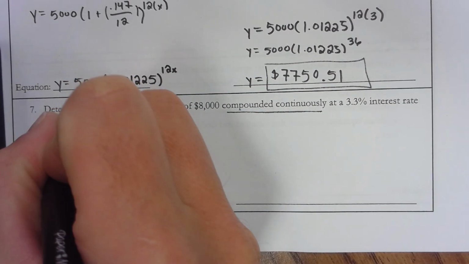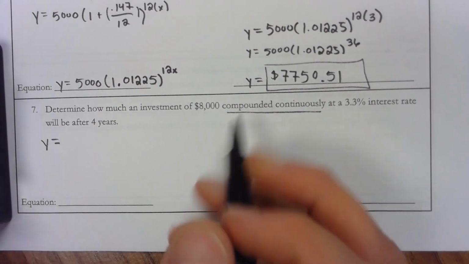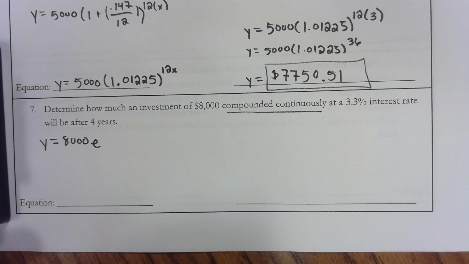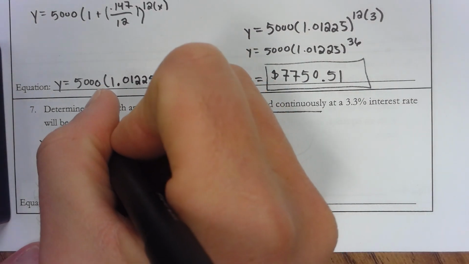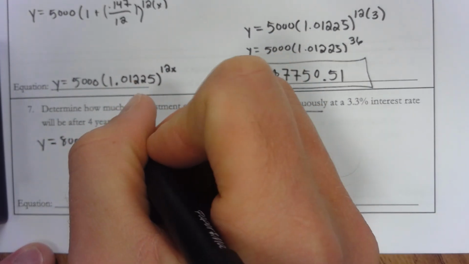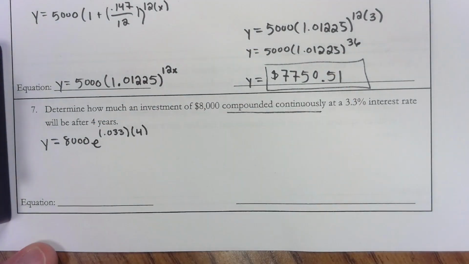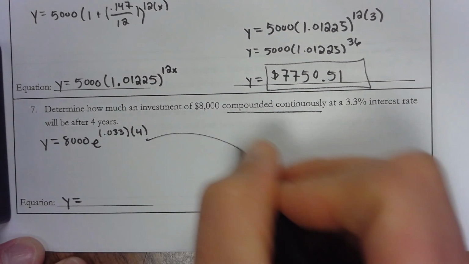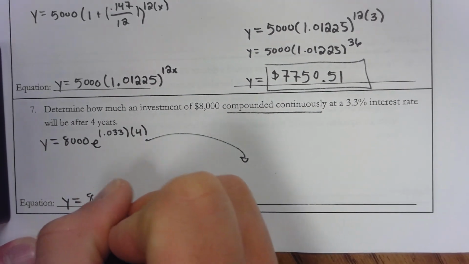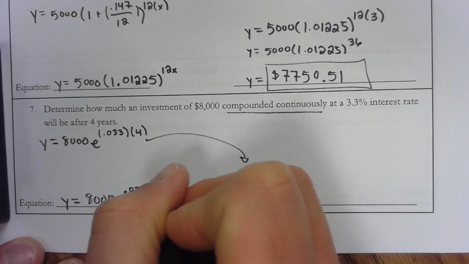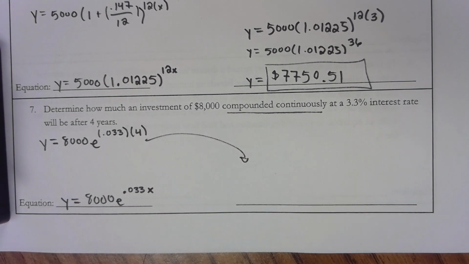And so our equation, starting with the initial amount or the principal amount, is $8,000. The base is e. And then we're going to take it to the power of 0.033 times the number of years, which is 4. Really, the equation has us using x, so that'd be 0.033x, where x is the number of years.